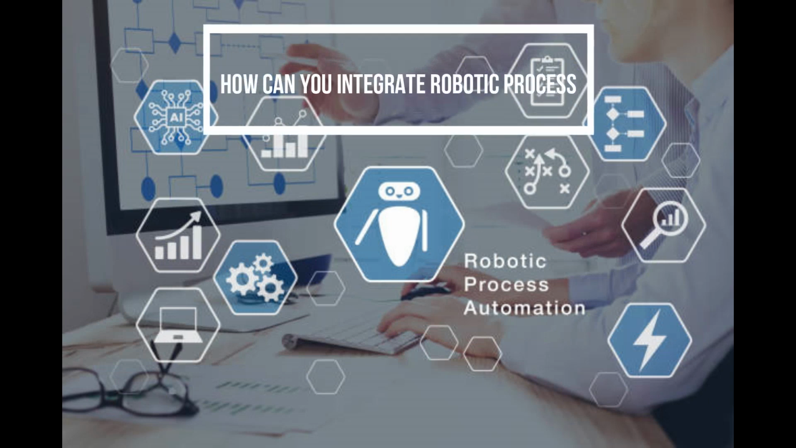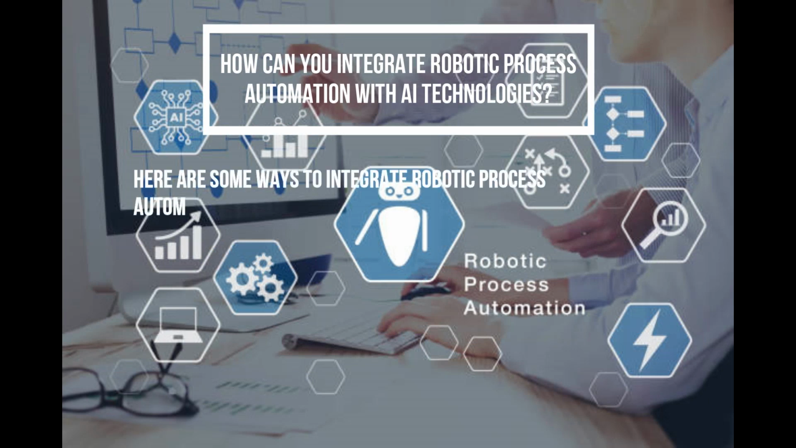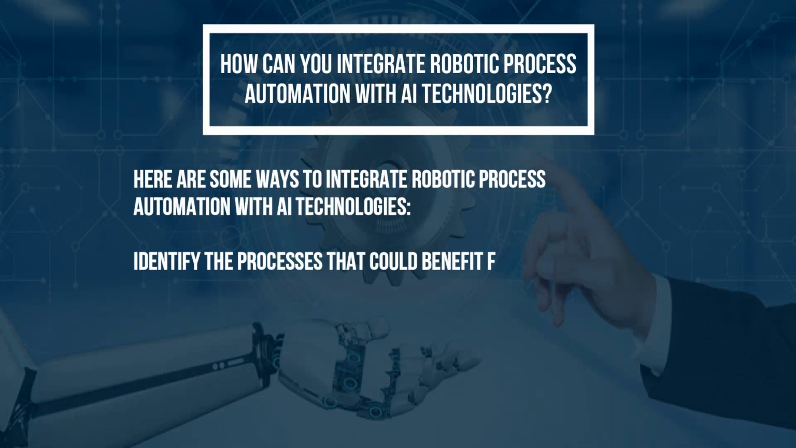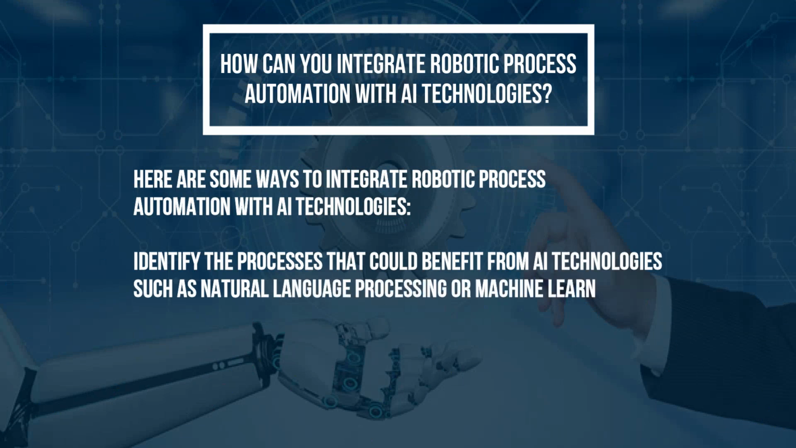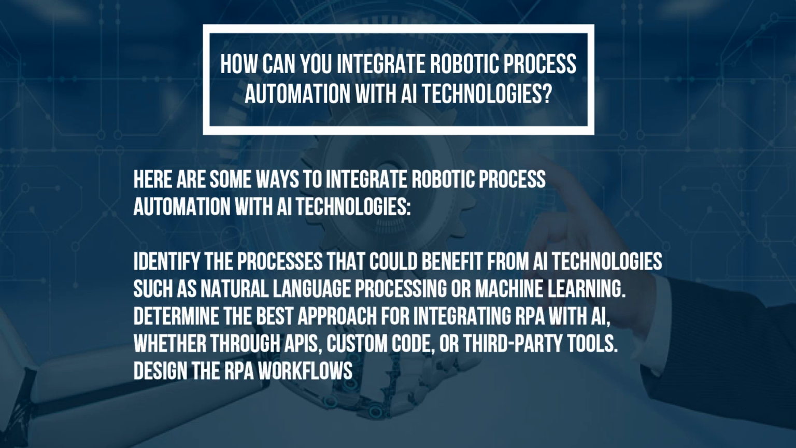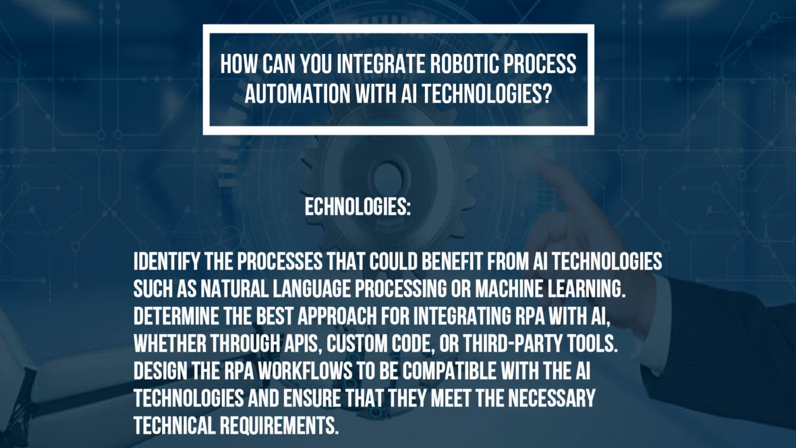How can you integrate robotic process automation with AI technologies? Here are some ways to integrate robotic process automation with AI technologies. Identify the processes that could benefit from AI technologies, such as natural language processing or machine learning. Determine the best approach for integrating RPA with AI, whether through APIs, custom code, or third-party tools. Design the RPA workflows to be compatible with the AI technologies and ensure that they meet the necessary technical requirements.